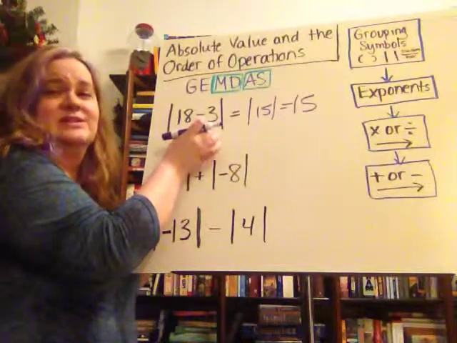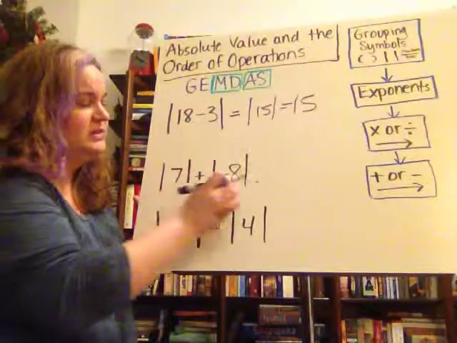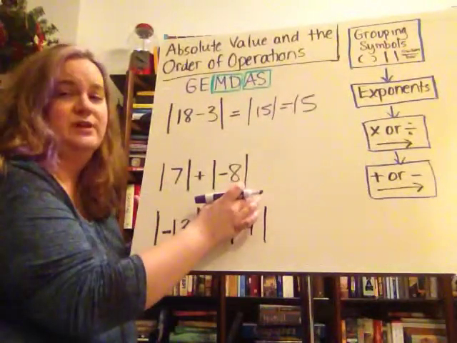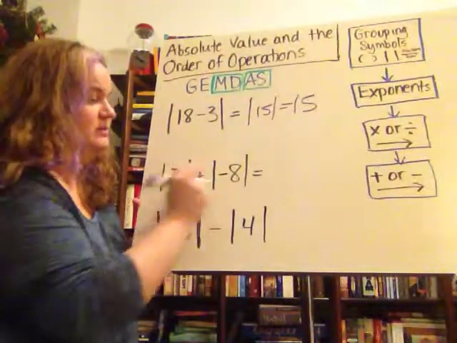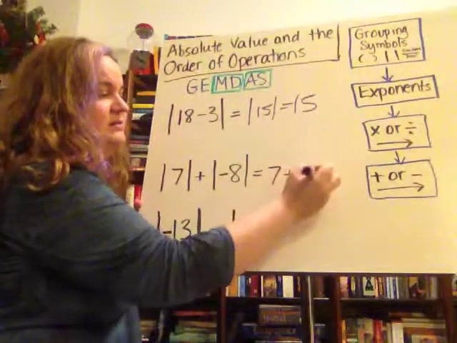Okay. If you take a look here, you see how they're in separate houses. In the last one, they were in the same house, so we did the subtraction and then we took the absolute value. Well, here it's like they have their own individual houses, so we have to take the absolute value of 7 and the absolute value of -8 and then go ahead and add them together. So the absolute value of 7 is 7, the absolute value of -8 is 8, and 8 plus 7 would be 15.